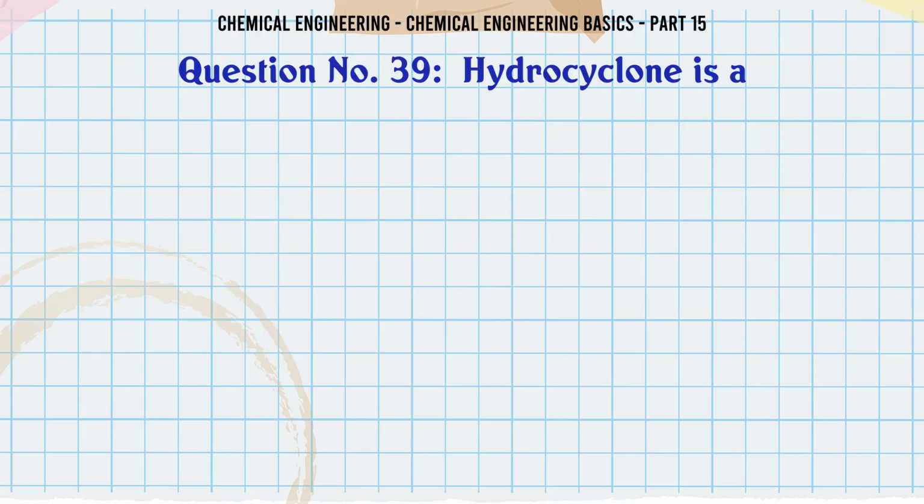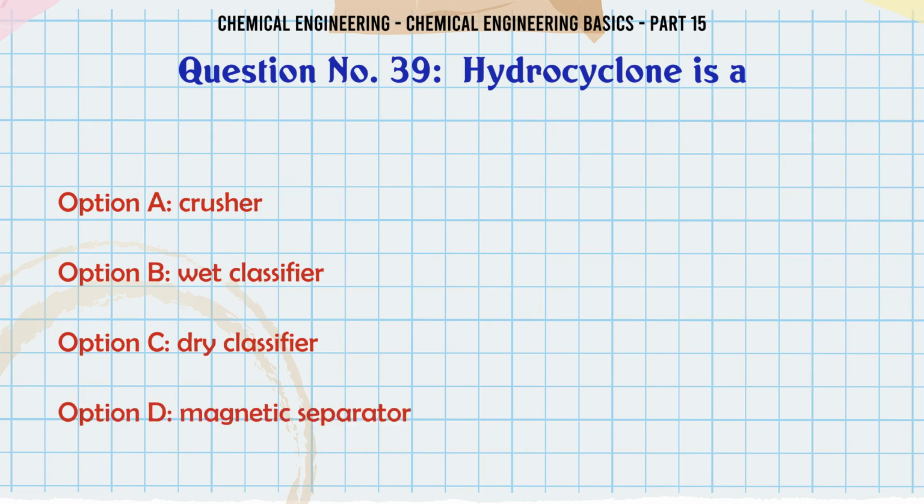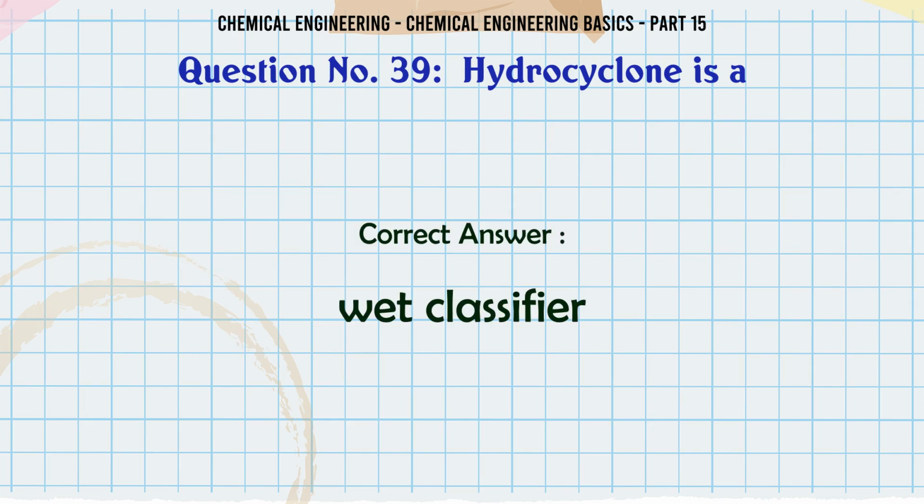Hydrocyclone is A. Crusher. B. Wet classifier. C. Dry classifier. D. Magnetic separator. The correct answer is wet classifier.